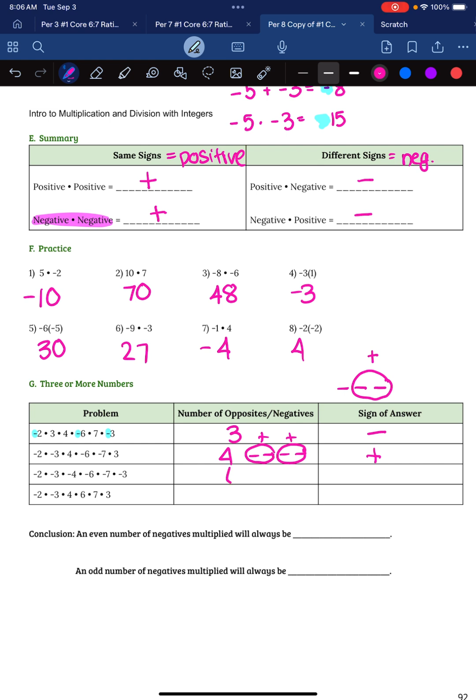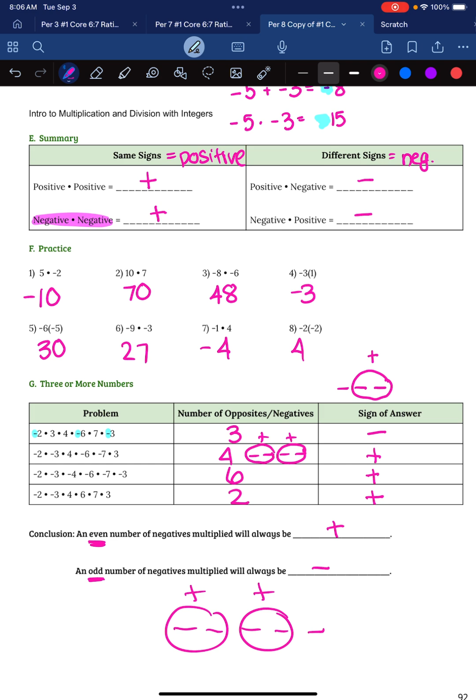The next one is 6, and for the same reason, it's positive. The last one is 2, and for the same reason, it's positive. So in the conclusion, if you have an even number of negatives being multiplied, the answer will always be positive. If you have an odd number of negatives being multiplied, the answer will always be negative because of what we just showed. There will always be 1 left over that doesn't have a pair that keeps the problem negative.